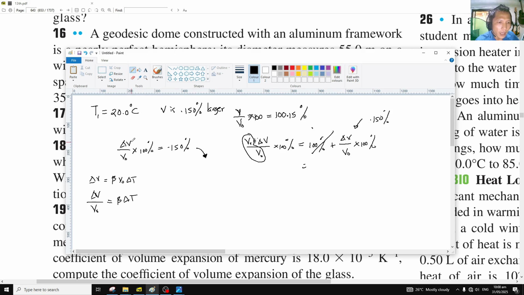So I can get the delta V all over V0 here, that is delta V all over V0 is equal to 0.150% all over 100%. Of course, pagkuha ito nga percent, 0.150 divided by 100, that would give you a 0.0015. Okay? So, meaning, that would be 0.0015 all over beta. You have to find kung ano beta ini.